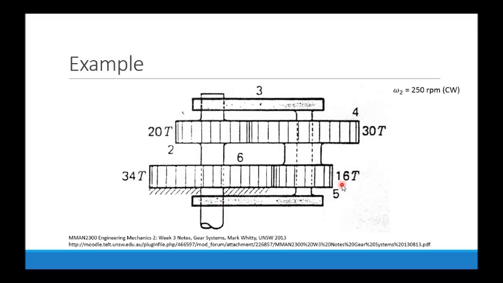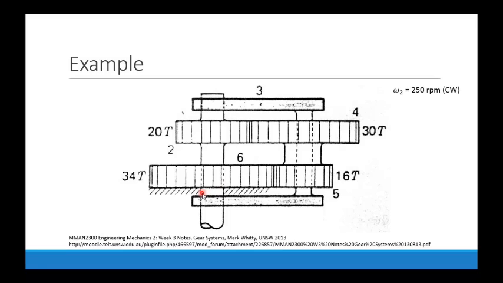Gear 5, like Gear 4, is fixed to the carrier 3 and it has 16 teeth. Gear 6 has 34 teeth and is connected to Gear 5. However, it is fixed and cannot rotate at all. Thus, the velocity of Gear 6 is 0.